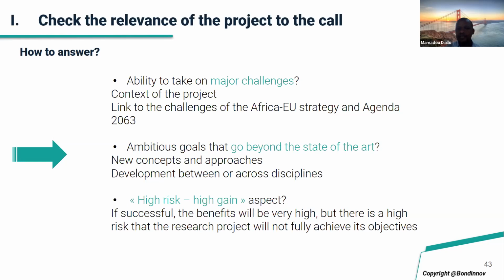Still on how to answer, you have the context of the project linked to the challenges of the African Union strategy. If your project is not linked to these challenges, how do you want your project to be qualified? Of course not. So you have to link your project with these. Cooperation: your ambitious goals, new concepts and approaches development across disciplines. These show how ambitious your goals are when you take these aspects into account.